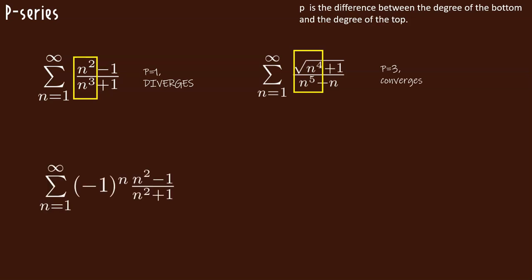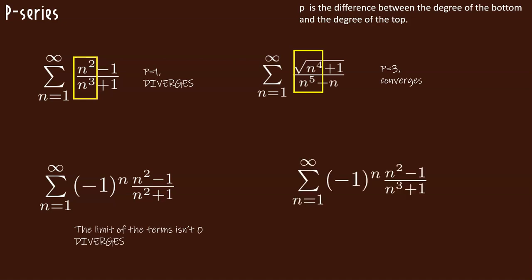Summation as n goes from 1 to infinity of negative 1 to the n over n squared minus 1 over n squared plus 1. Oh, this is alternating. None of the others were alternating. That actually is going to make a difference. But in this case, it's moot because the terms don't go to 0. The limit of the terms is 1, so it will diverge.